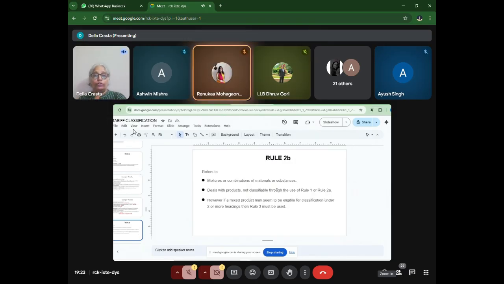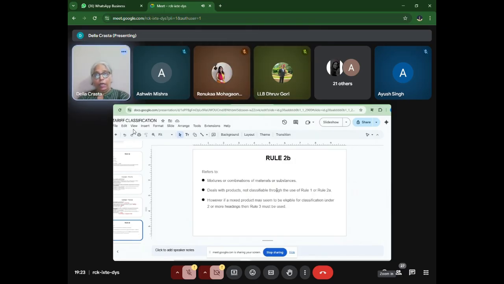So we'll go to Rule 2b. Now, when we are doing the rules, please understand, you'll have to remember these rules based on how the form of the article is. Rule 1 is the article form is complete, full and complete. Rule 2 has two sub rules, 2a and 2b. 2a told you the form of the article is incomplete, unfinished, unassembled, disassembled.